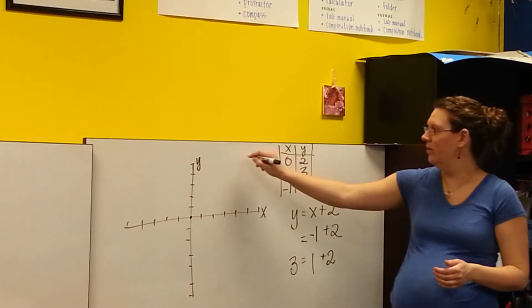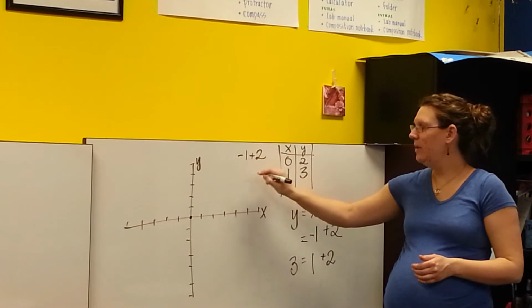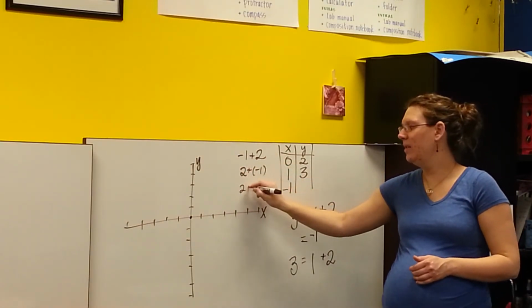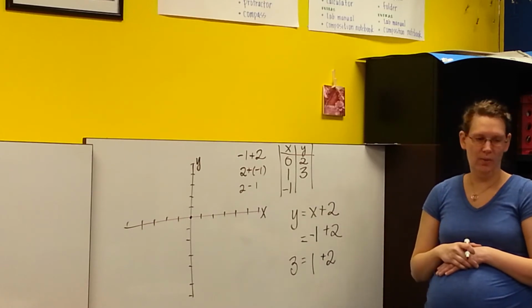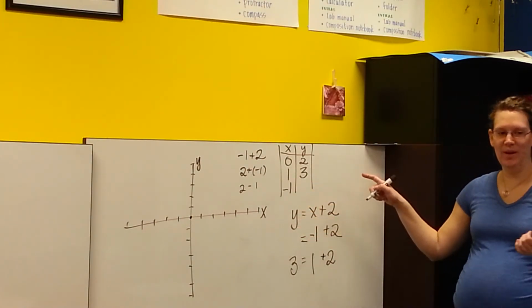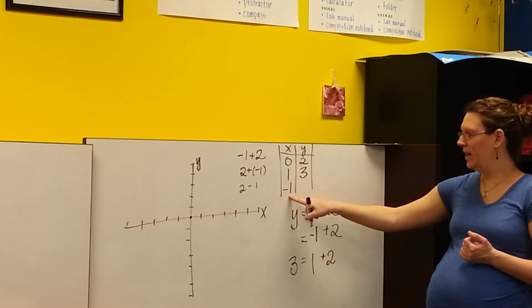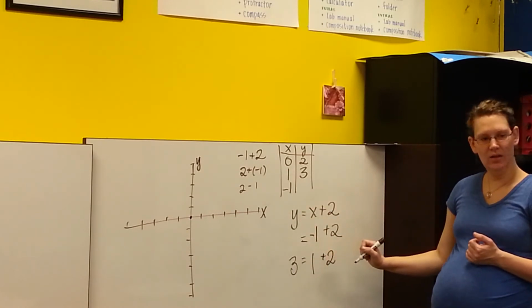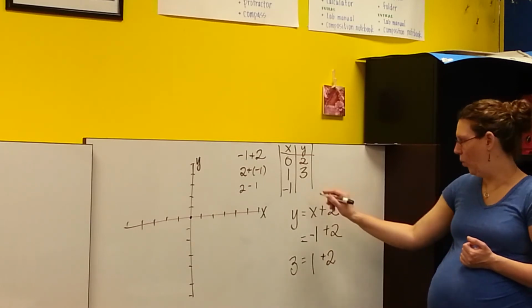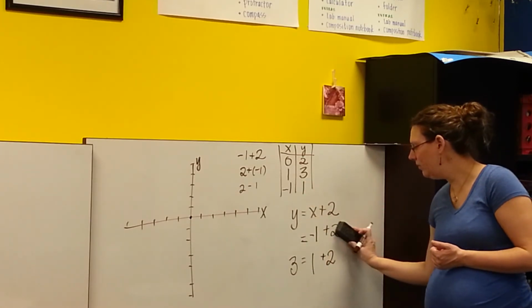Negative 1 plus 2. If we switch them, you've got 2 plus negative 1, which we said could mean 2 minus 1. So, I said it was 1. You changed your mind about 3 times. We had to make sure. So when x is negative 1, y is 1. Okay, good.